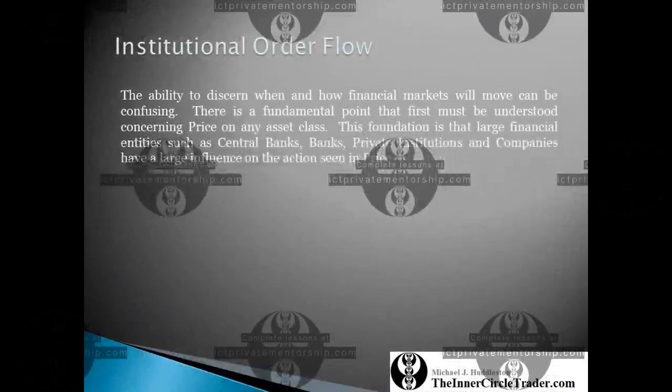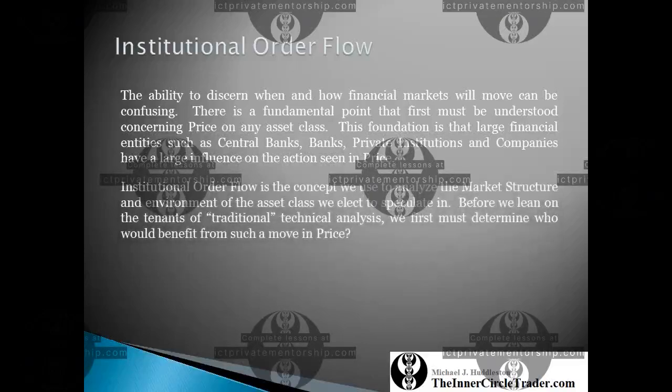The ability to discern when and how financial markets will move can be confusing. Now, there is a fundamental point that first must be understood concerning price on any asset class. This foundation is that large financial entities such as central banks, private institutions, and companies have a large influence on the action seen in price. Institutional order flow is the concept that we analyze the market structure and environment with on any asset class that we elect to speculate in.